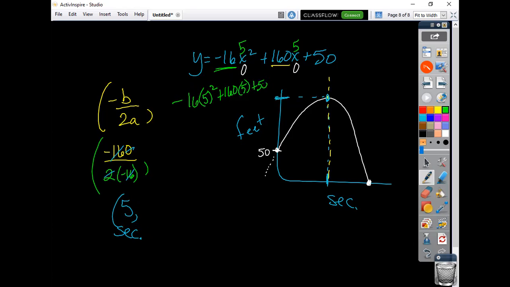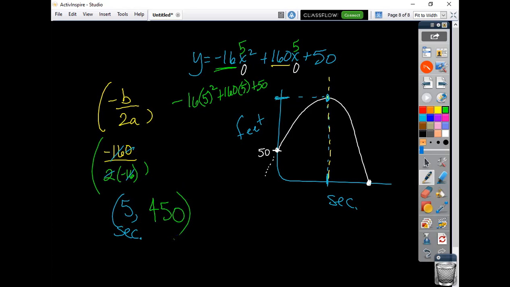And again, see if I can do this one without making a mistake. Negative 16 in parentheses 5 squared plus 160 in parentheses of 5 and plus a 50, and I'm seeing a whopping 450 feet. Are you serious? A water balloon can get up? You must be doing that with one of those water balloon launchers. It says it's coming out of a window 50 feet high. I guess that makes sense. But that would be another example of how you could do that problem.